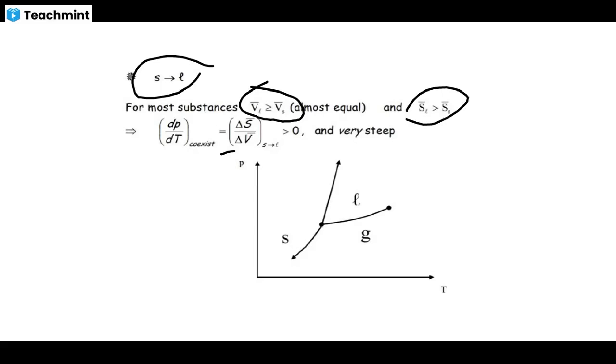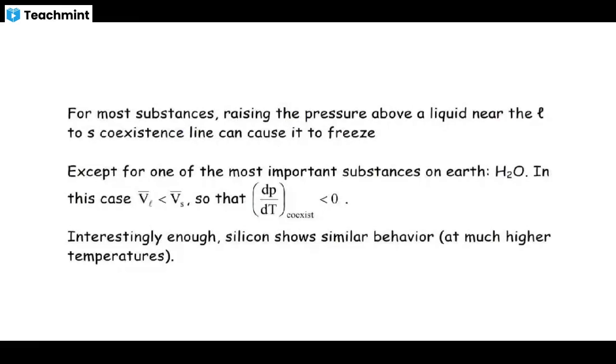So here, if you determine the change, the delta volume is more positive, solid to liquid. But the change in volume is not there. You get a very steep line because the numerator value is very positive and the denominator value is very, very small. So the solid-liquid line is very steep, and you should know these lines. Raising the pressure above the liquid, the squeezed line, causes it to freeze, except for one of the most important substances on earth, H2O.